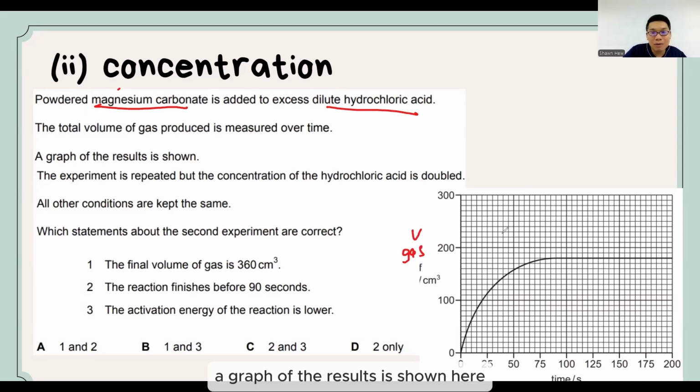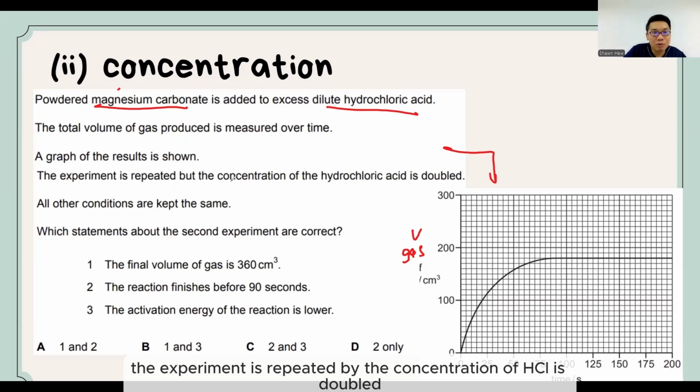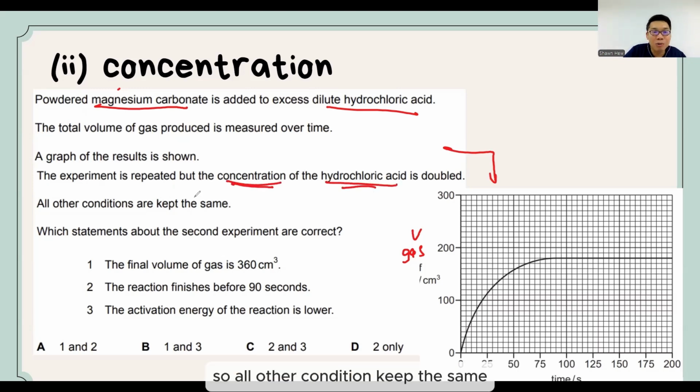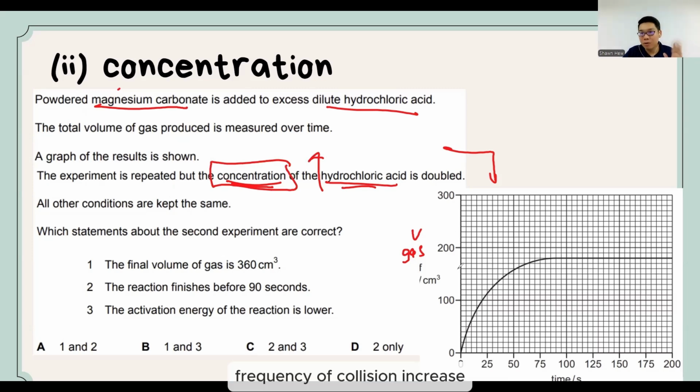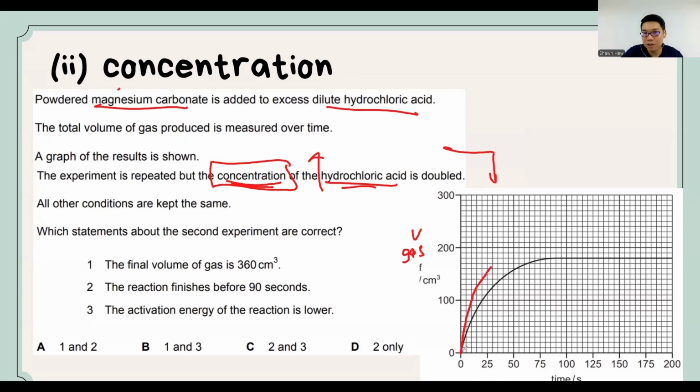A graph of the result is shown here. The experiment is repeated, but the concentration of HCl is doubled. So all other conditions keep the same. Which statements about the second experiment are correct? When concentration increases, frequency of collision increases, so the rate of reaction increases, so the gradient will increase.